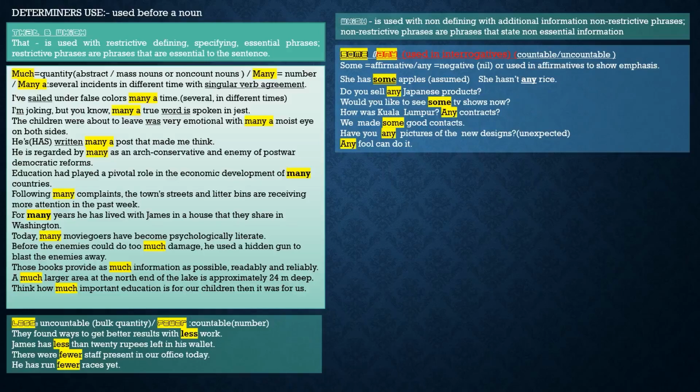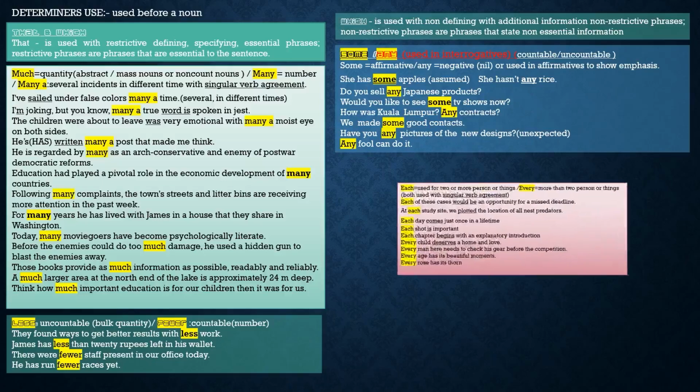Do you sell any Japanese products? Would you like to see some TV shows now? How was Kuala Lumpur? Any contracts? We made some good contacts. Have you any pictures of the new designs? Any fool can do it.